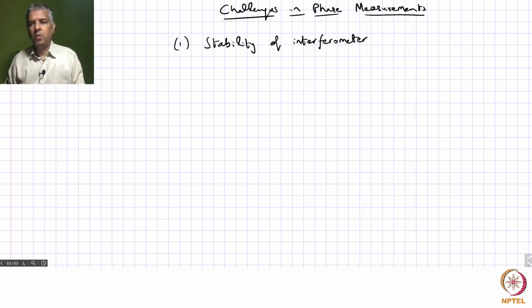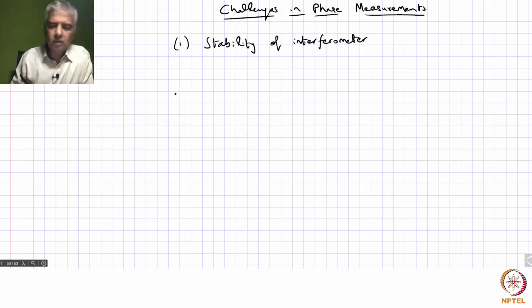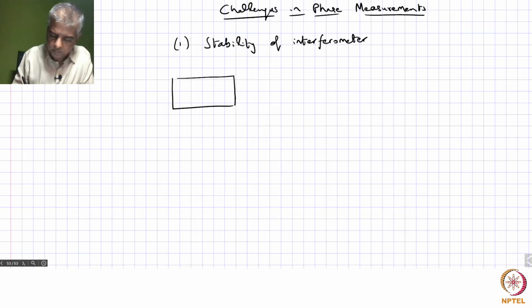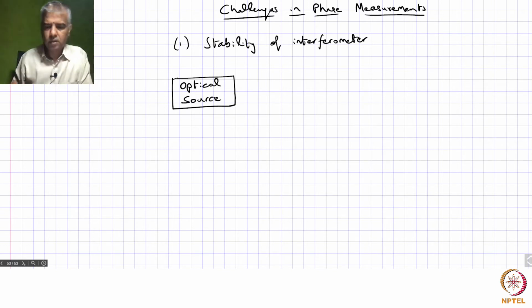So you may want to say that, okay, instead of using a free space setup like what we were seeing before, you could potentially use an all fiber setup. So what does an all fiber setup look like? You have once again this optical source, and let's say it's a fiber pigtailed semiconductor laser or an LED.